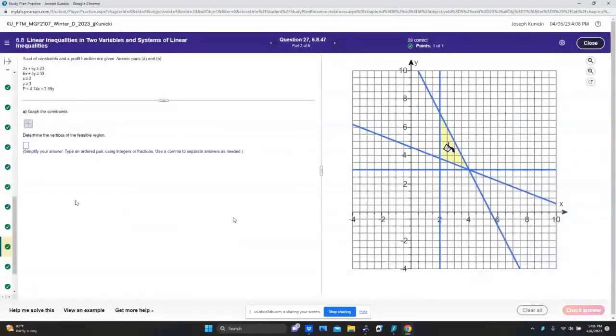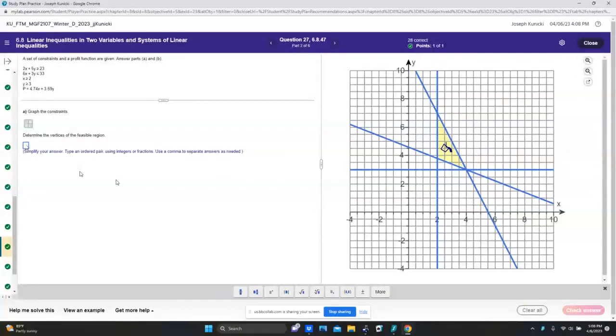Okay, so they're going to ask us what those are. So determine the vertices. If I start here, that's the point 4, 3. X is 4, Y is 3. Is that obvious? X is 4, Y is 3. Okay, so 4, 3, comma. The next point, if I go up here, it's a lattice point. It's X equals 2, Y equals 7. So it's 2, 7.